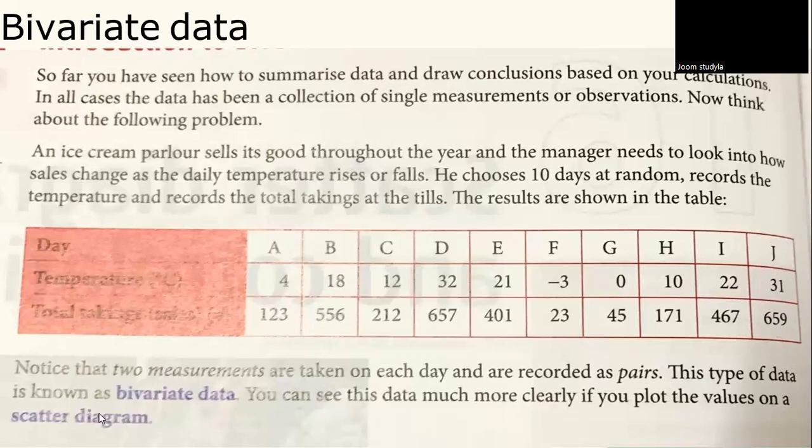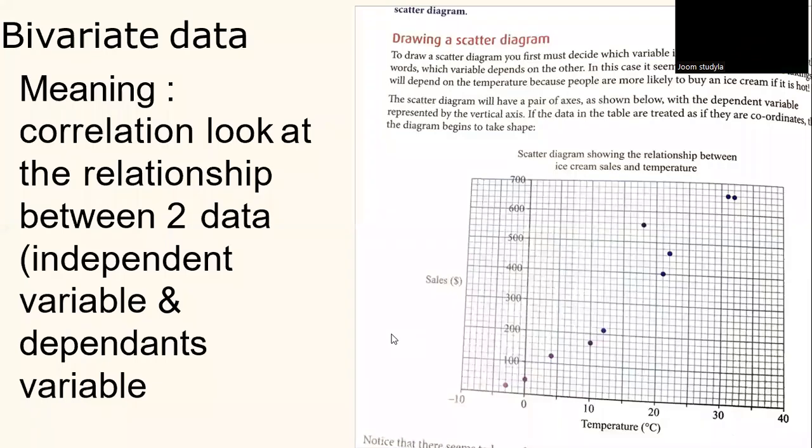Notice that two measurements are taken on each day and are recorded as pairs. This type of data is known as bivariate data. You can see this data much more clearly if you plot the values on a scatter diagram, based on the data previously. So you can draw conclusions from bivariate data.